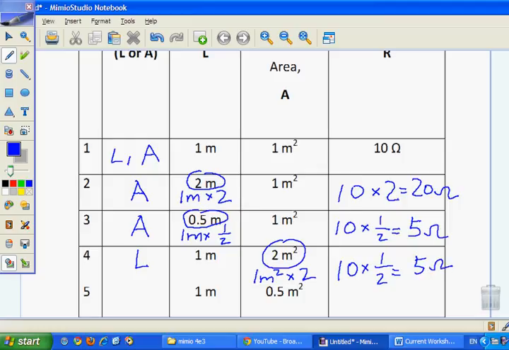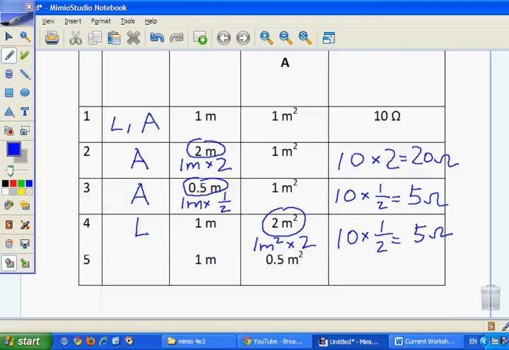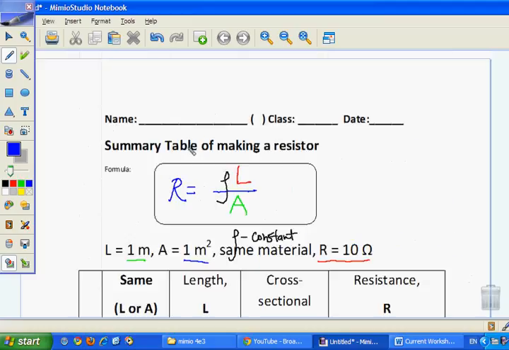So let's move to the last one. My cross-sectional area has actually become half, so it's 1 meter squared times half. Because of the inverse relationship, my 10 must times 2. So my resistance has actually increased to 20 ohm. So that's all for the explanation relating to this relationship here.